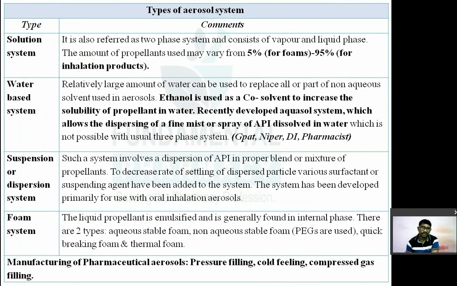There are three types of aerosol system. Okay, types of aerosol system. Solution system. It is referred to as a two-phase system. It consists of vapor and liquid phase. जैसे यहाँ पे आपका जो blend है drug के साथ में propellants, वो जब आप aerosol container में डालोगे, वहाँ पे two phase होता है. एक तो होता है liquid phase, एक होता है gaseous phase. Okay, so it is also referred to as a two phase system and consists of vapor as well as liquid.